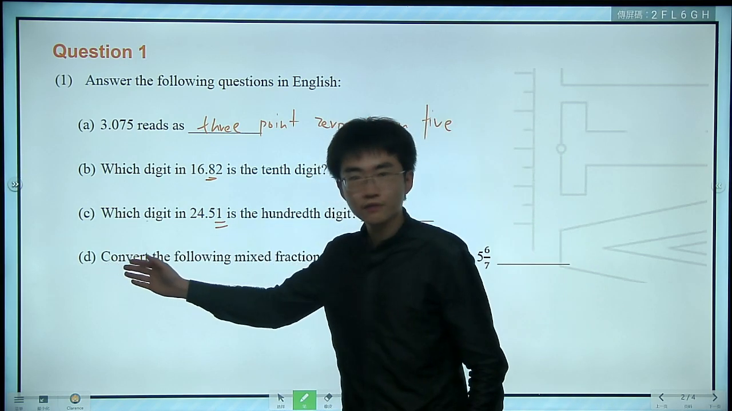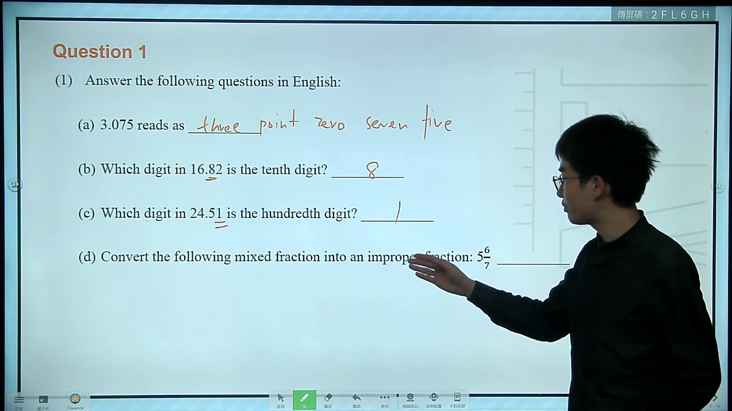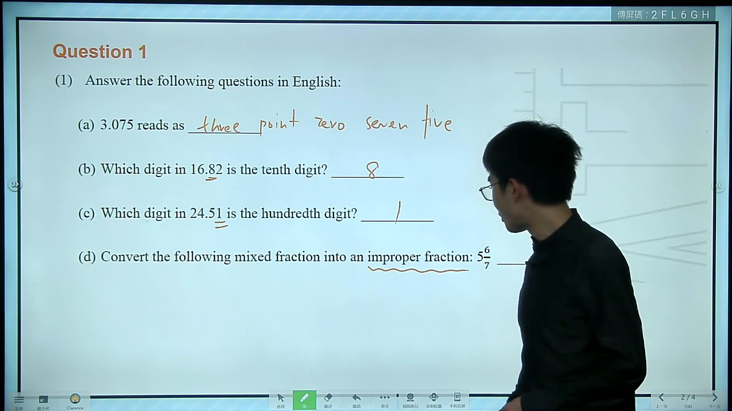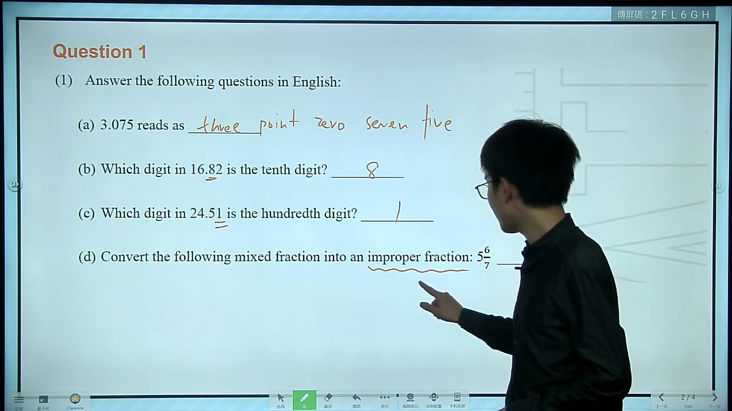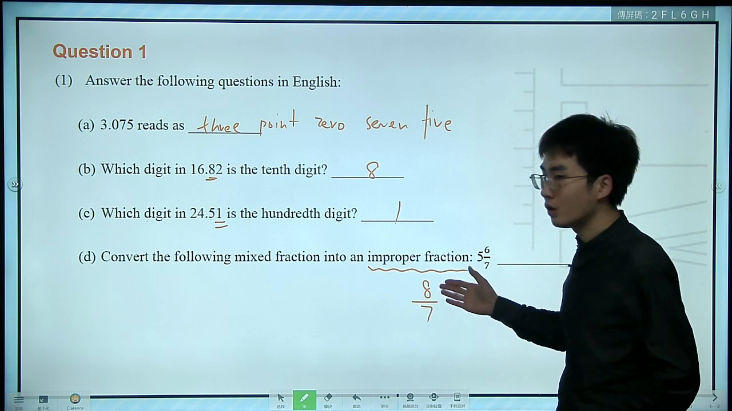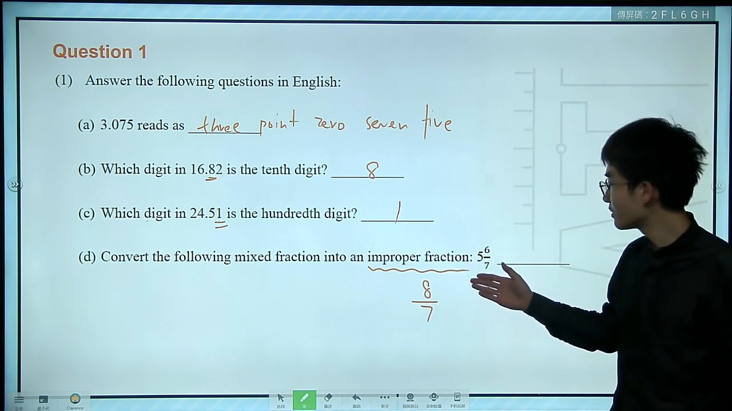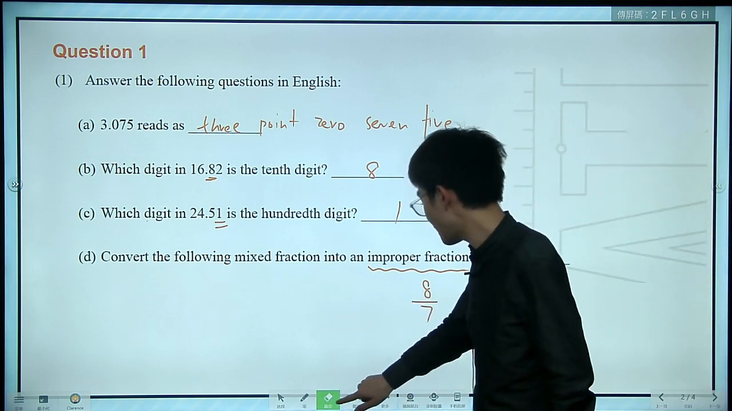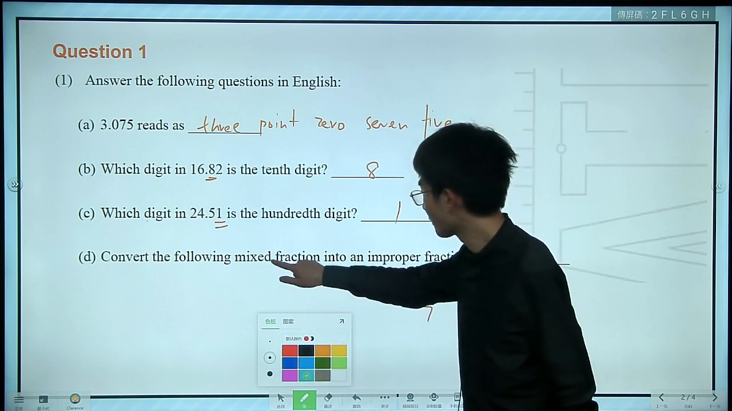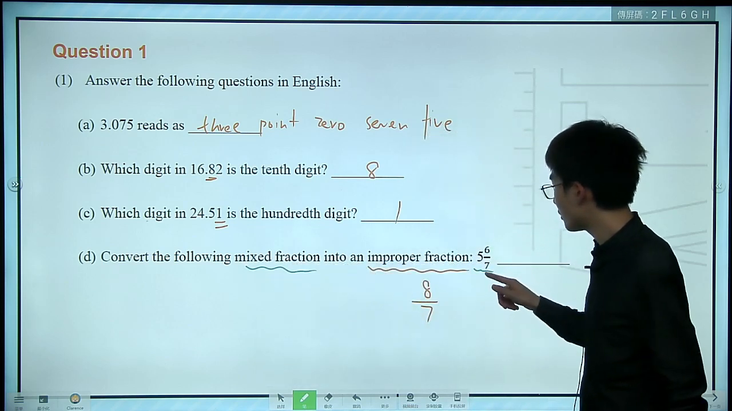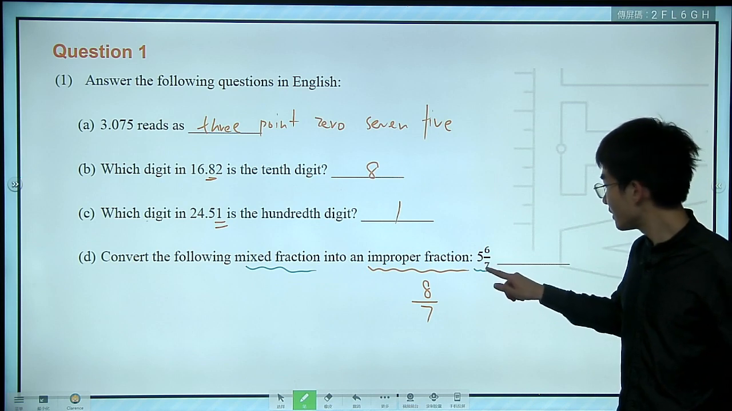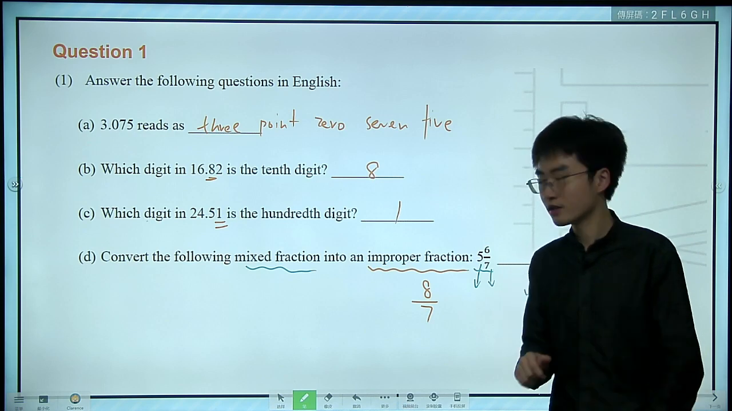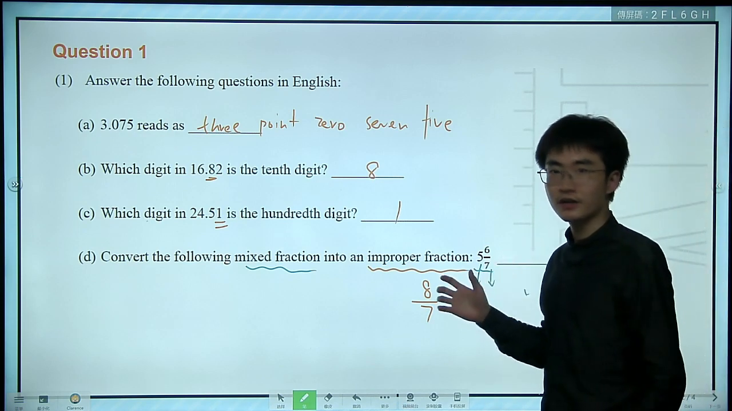For the question D, convert the following mixed fraction into an improper fraction. What does it mean by the improper fraction? The improper fraction means if you have a fraction like this, when the numerator is larger than the denominator, it will be called an improper fraction, okay? So what is a mixed fraction? The mixed fraction is actually over here, okay? There we'll have an integral part, integers here, and the fractions here. We combine them together, so it will be called a mixed fraction, okay?